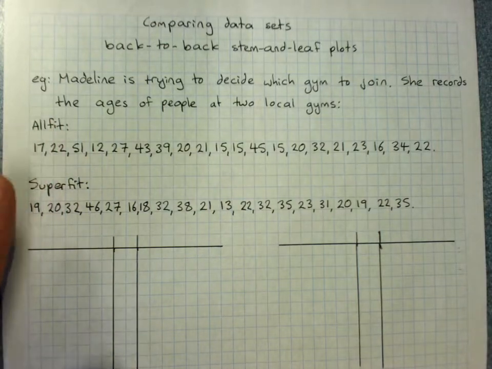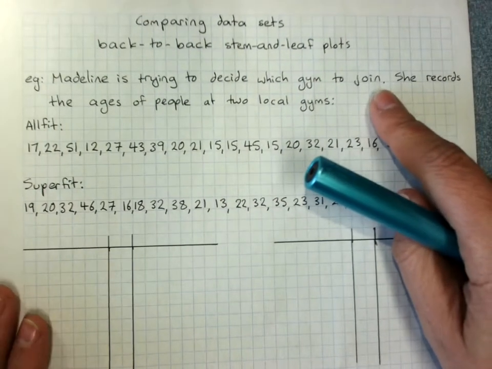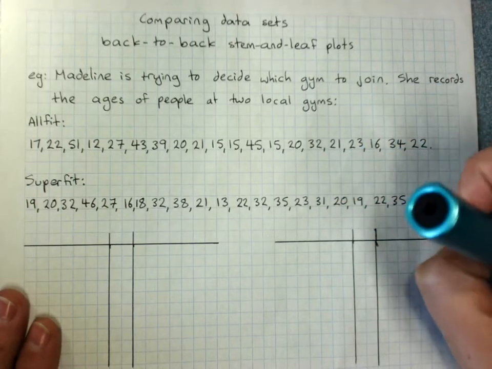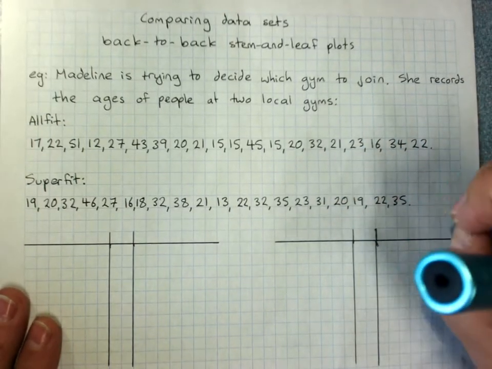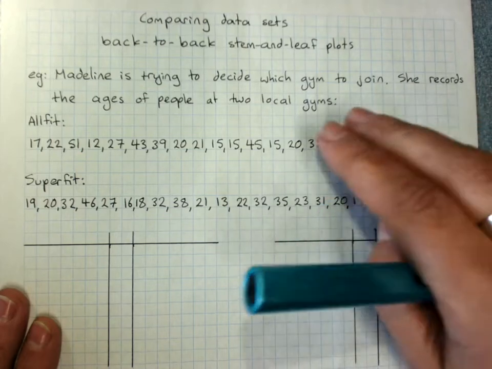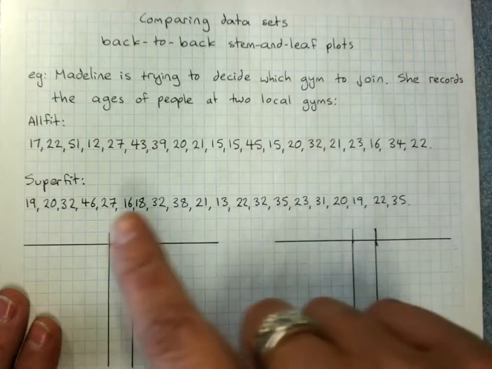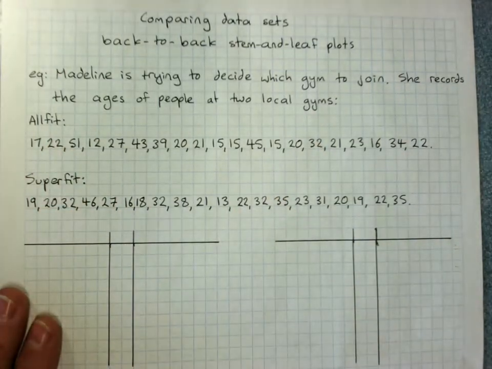So, Madeline is trying to decide which gym to join, and apparently she's concerned about the ages of people. Maybe she wants to be at the gym with people her own age, and she records the ages of people at an afternoon class at two local gyms, AllFit and SuperFit.